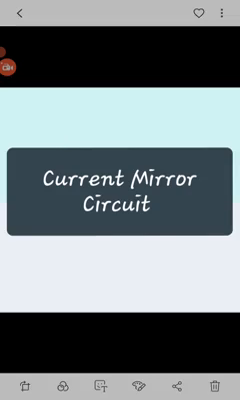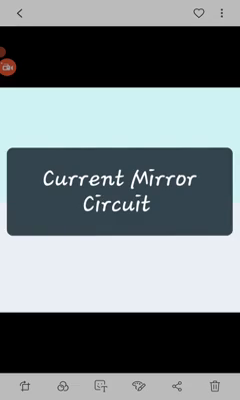Okay, the current mirror circuit. The circuit in which the output current is forced to equal the input current is said to be a current mirror circuit. Thus, in the current mirror circuit, the output current is a mirror image of the input current.